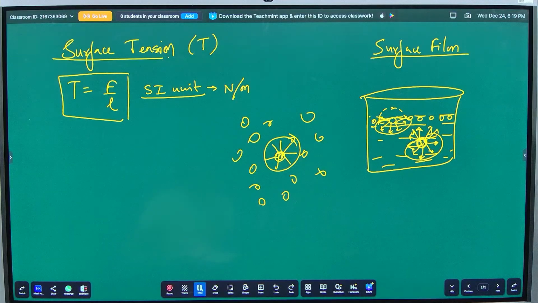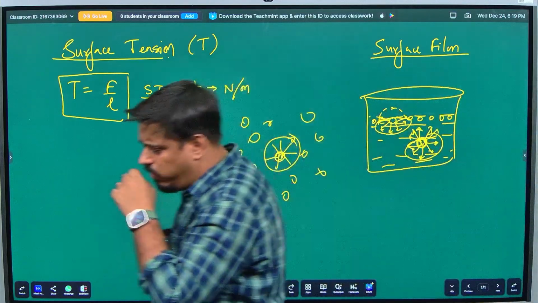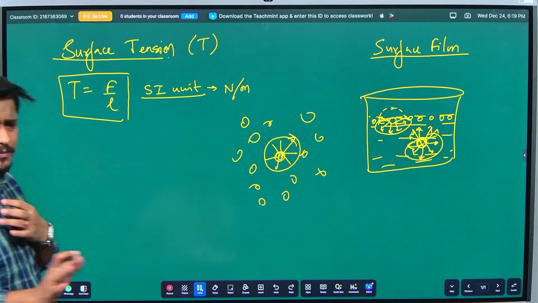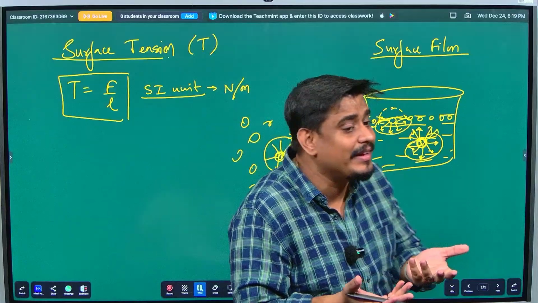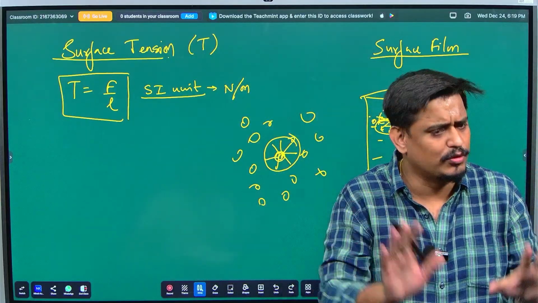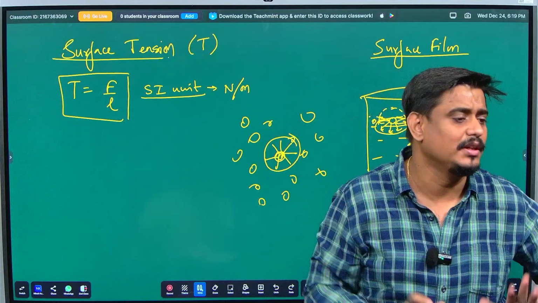Molecules present well inside the liquid have no problem because they are already stable. Why are they stable? Net upward force and net downward force are the same, so net force is 0. They need not worry about their stability.